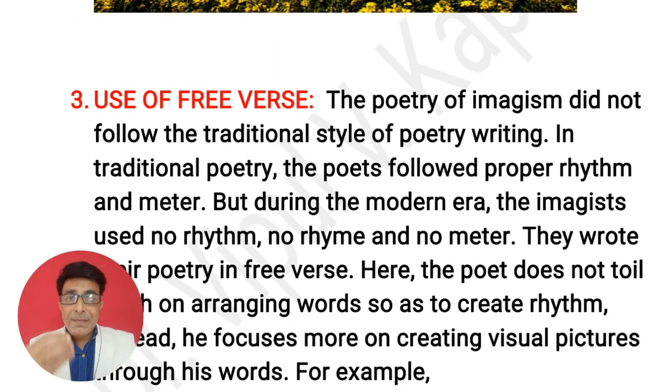So friends, the second important element of imagist poetry is to create visual pictures. The first one was to use very simple language. Number two, the second one was to create visual pictures. Number three, these imagist poets used free verse.